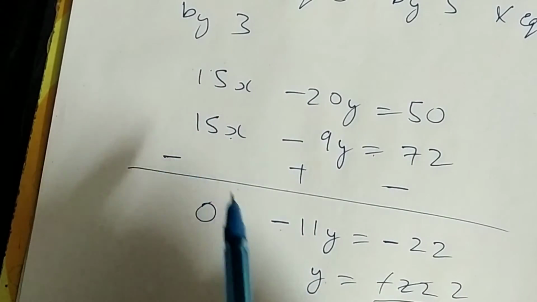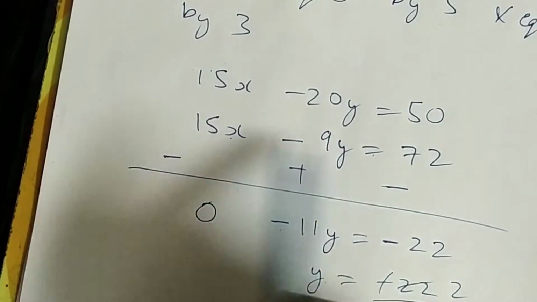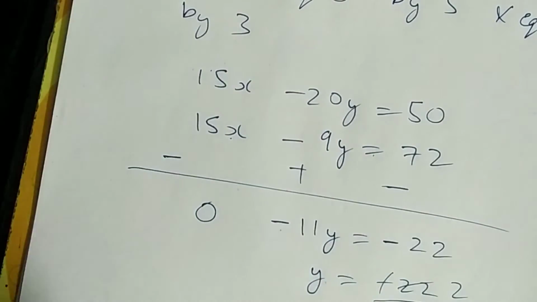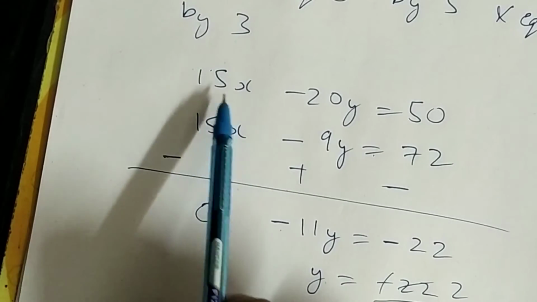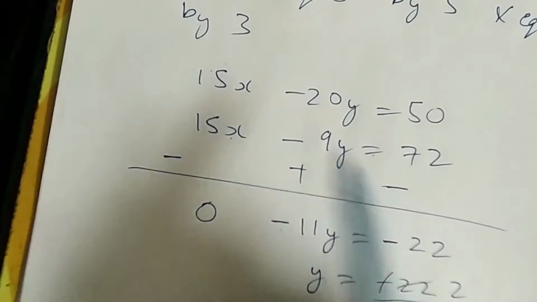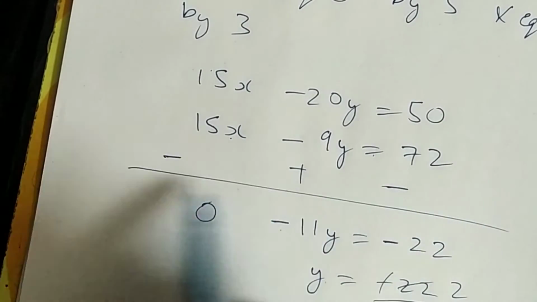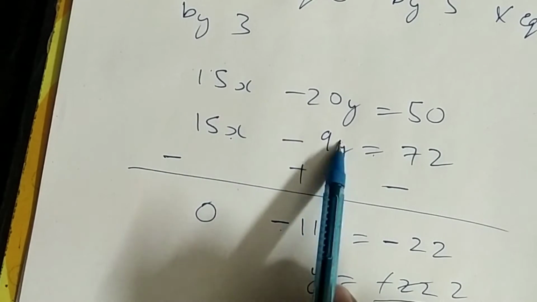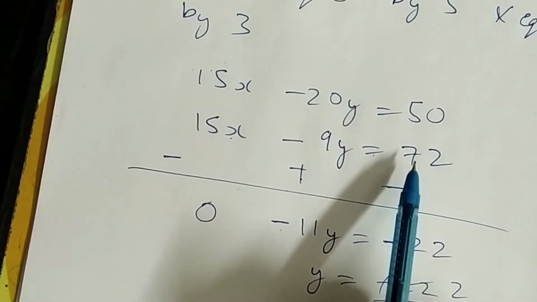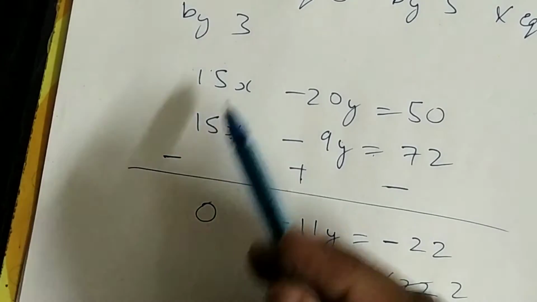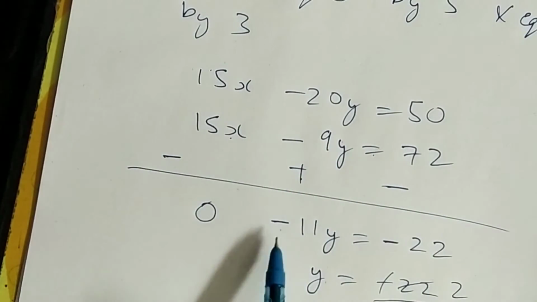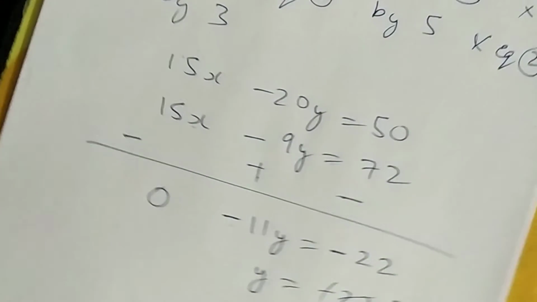Now just apply the minus sign here and change all the signs, because 15 minus 15 is 0. We have to eliminate this 15. For elimination, we need to subtract these two equations. So all signs will be changed. This was positive, it becomes negative; negative becomes positive; and this was also positive, so it will become negative. 15 minus 15 is 0, minus 20 plus 9, so that is minus 11y.